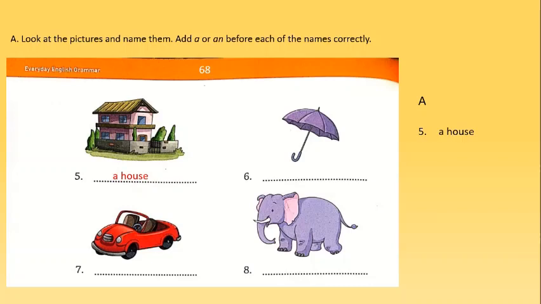Number 6 is the picture of umbrella. The first letter of the word umbrella is U. And because U is a vowel, we use article an. An umbrella. Number 7, a car. Car starts with a consonant, so we use article a.